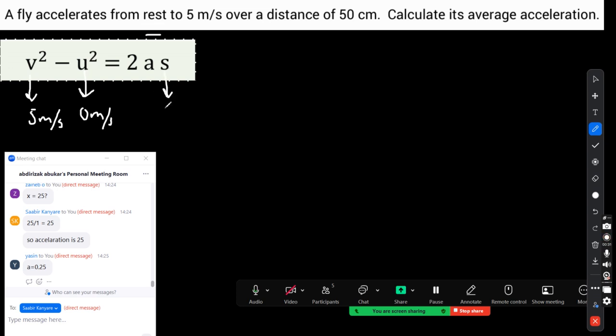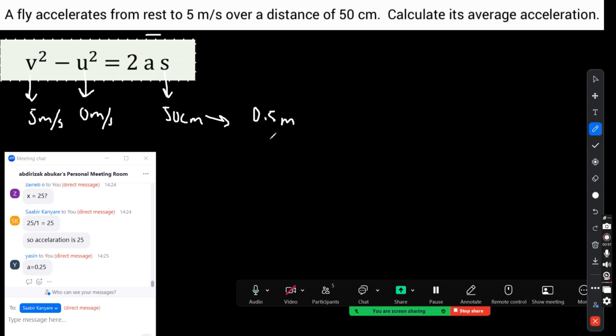the distance, which is 50. But it's in centimeters, so we must convert that. So this would be 50 divided by 100, which is 0.5 meters.